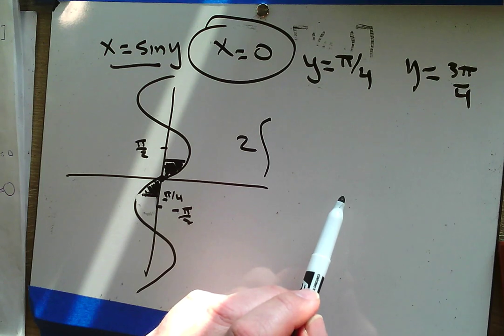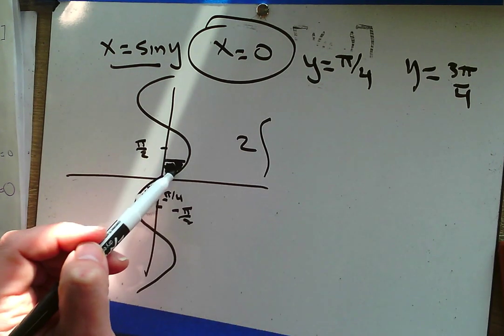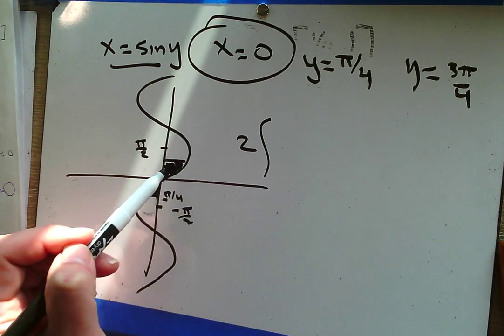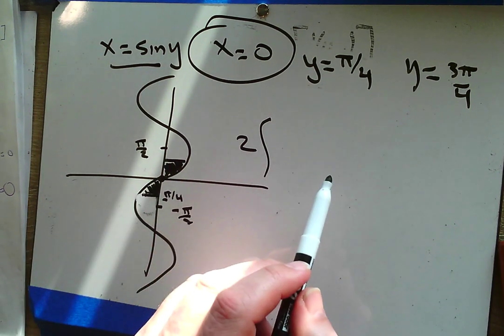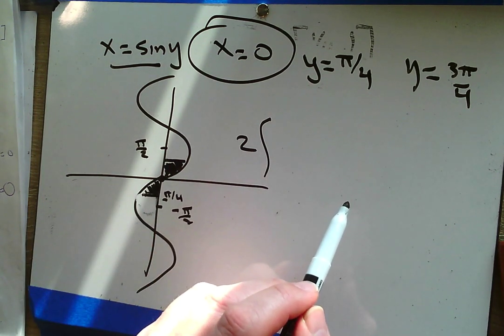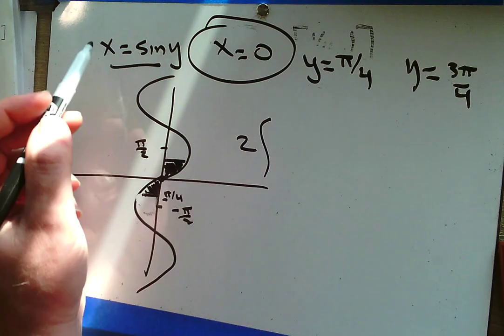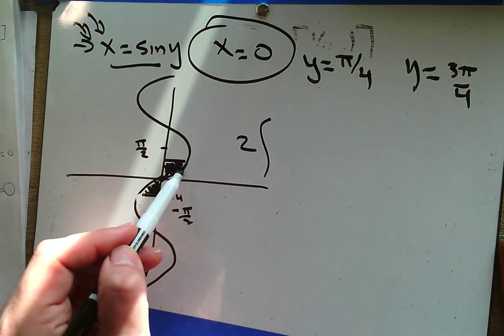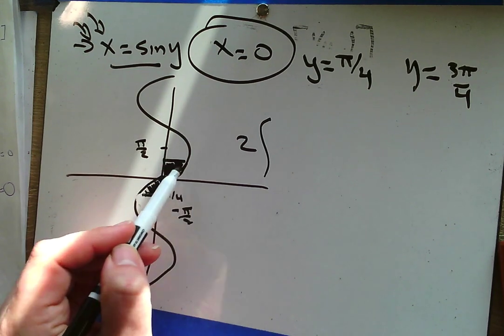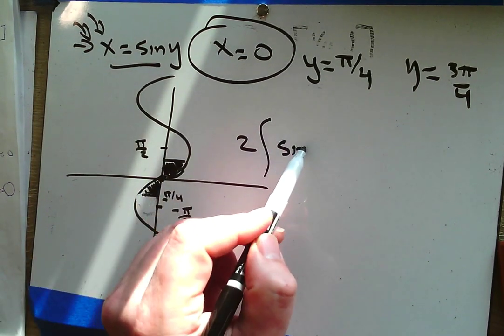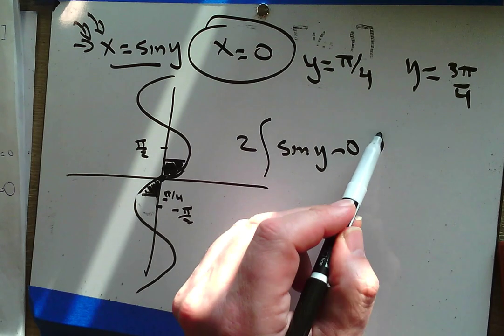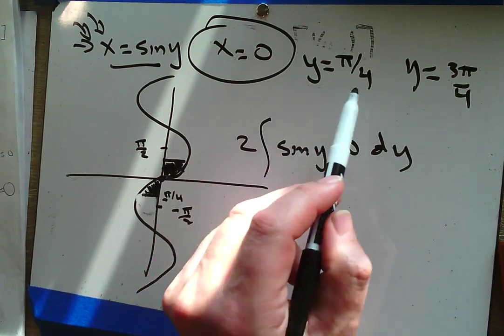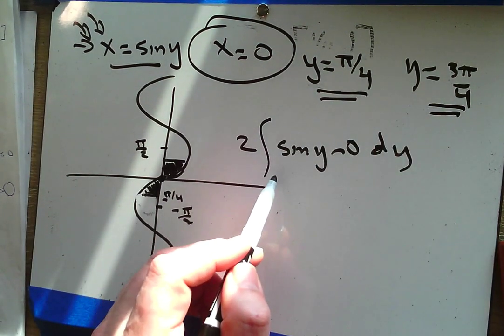Wait a minute. Is that top minus bottom? Yeah, do you want to do top minus bottom? Look, they set it up as x equals. Shouldn't we be doing right minus left? Oh, I like right minus left, because that's sine y minus 0 dy from y bounds. Oh, I've got y bounds.